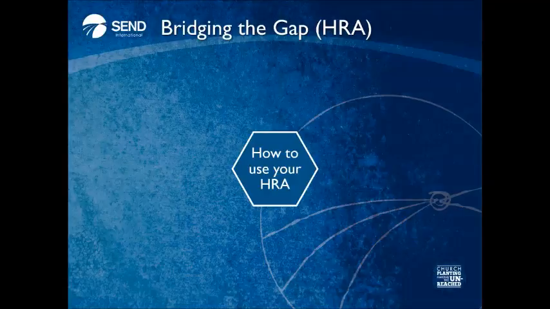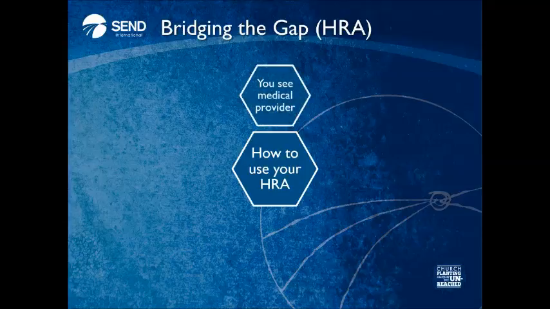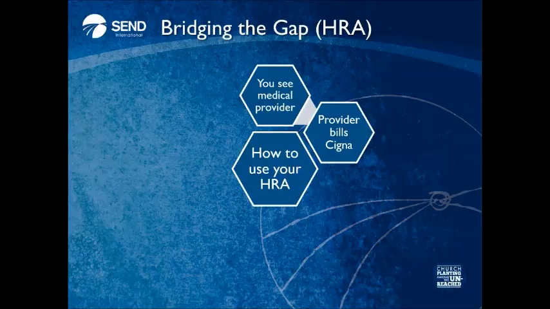This is how you use your HRA. You would see your medical provider, and the provider bills Cigna. If you're on the field and your provider doesn't take insurance cards, you can scan your receipts and submit the claim to Cigna online.